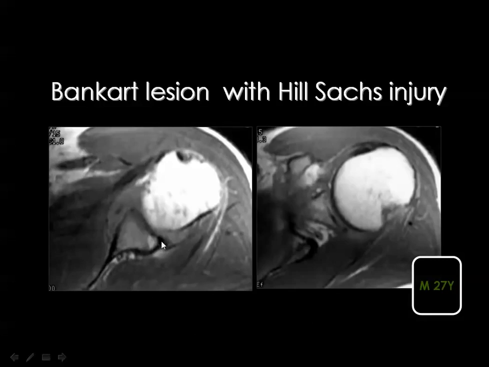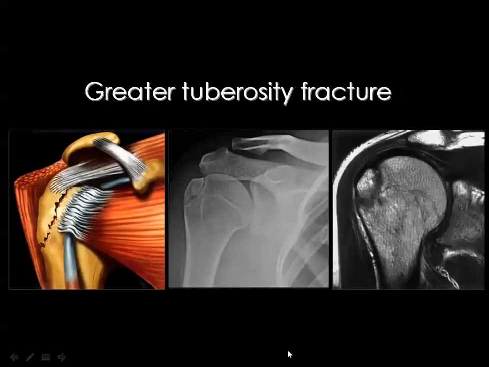Here, the posterior labrum is intact, and the anterior labrum is replaced by this area of granulation tissue and hemorrhage. You cannot identify the anterior labrum, and if you look above in the sections higher than this level, you can see the Hill-Sachs injury along the posterolateral aspect of the humeral head.